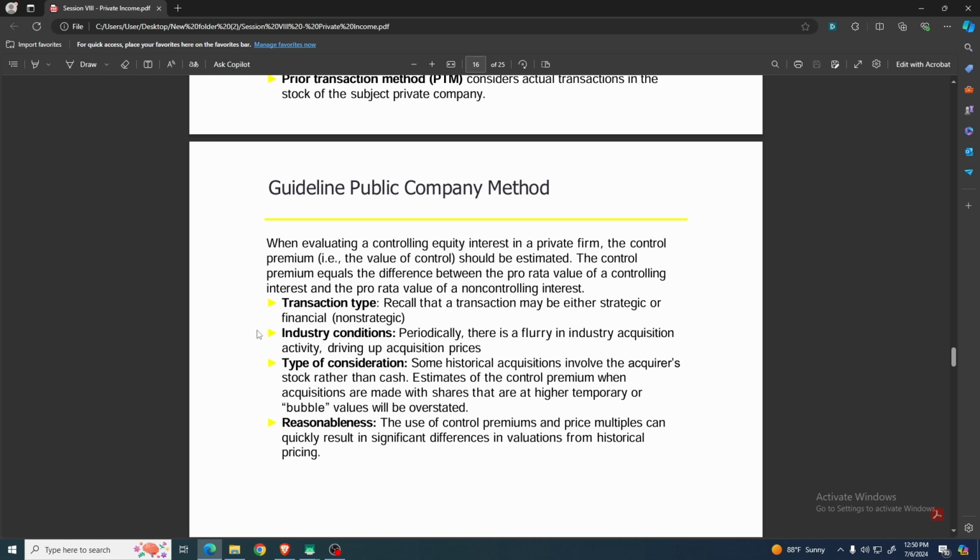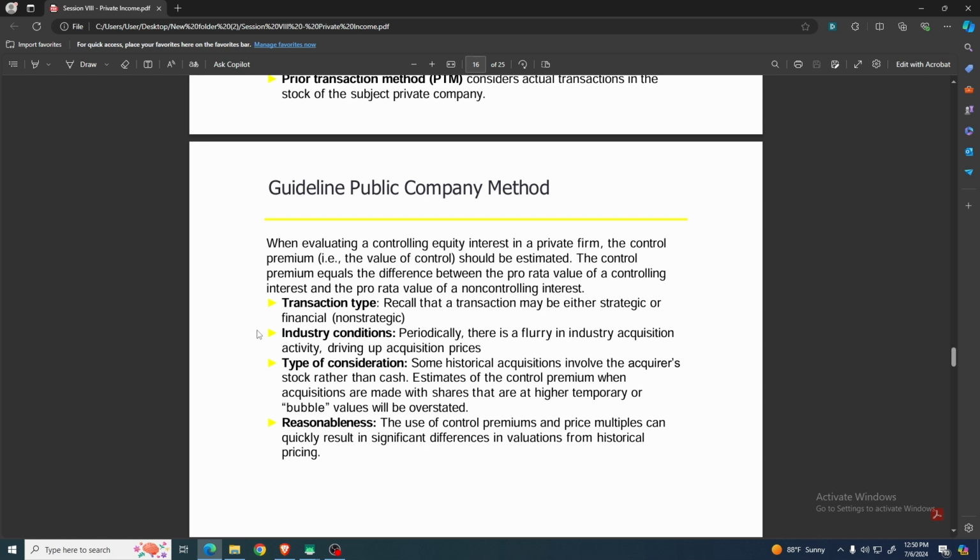First, you have the transaction type. And here, you need to focus on the strategic versus financial transactions. Strategic acquisitions where the buyer aims to achieve synergies often command higher premiums than financial or non-strategic transactions. For example, a technology company acquiring another tech firm to integrate technologies might pay a higher premium than a private equity firm making a purely financial investment, because the synergy you are going to generate with the acquisition and merger is much higher than in a standard financial transaction.